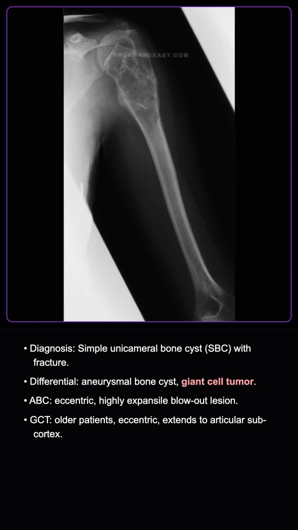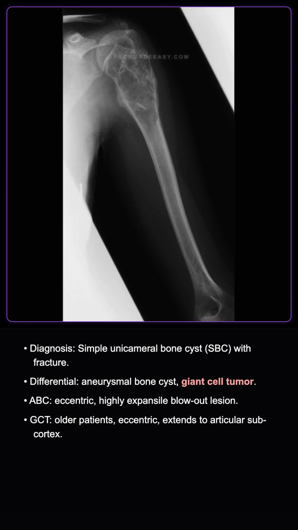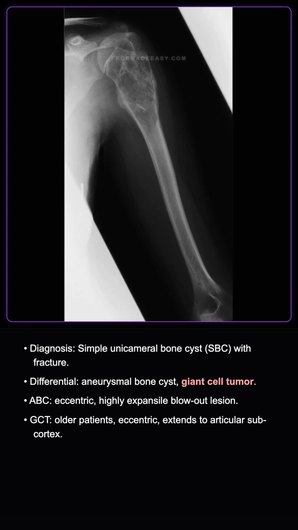The diagnosis is a simple unicameral bone cyst of the proximal humerus with a pathological fracture. The primary differential diagnosis includes an aneurysmal bone cyst, a giant cell tumor, and fibrous dysplasia.